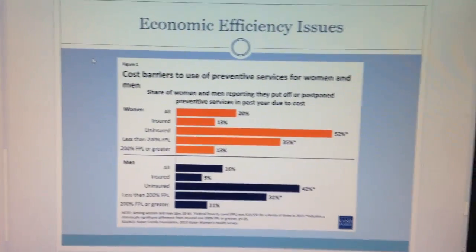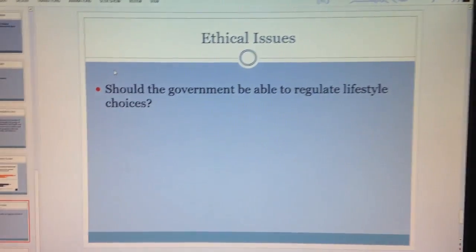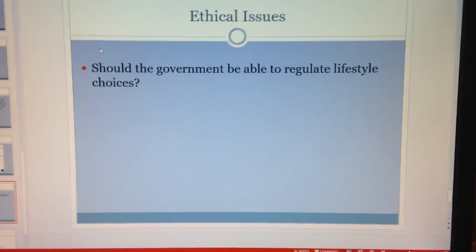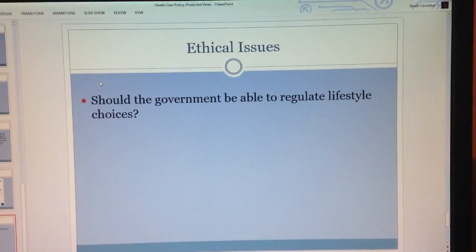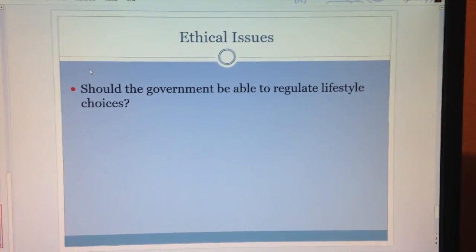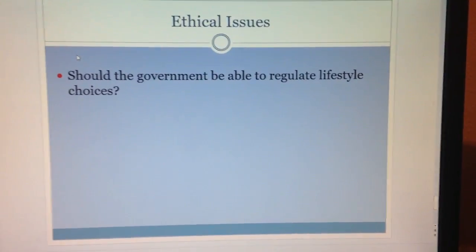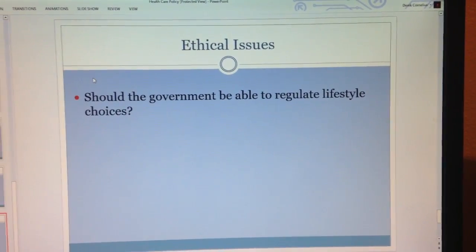And from there we will move on to ethical issues. Should the government be able to regulate lifestyle choices? That's very controversial. Some would agree that smoking is a choice. Everybody knows it's bad for you, but it's still your choice whether or not you do it.